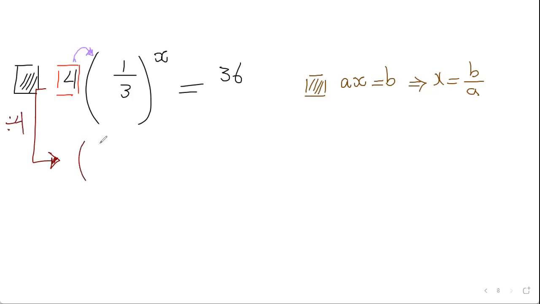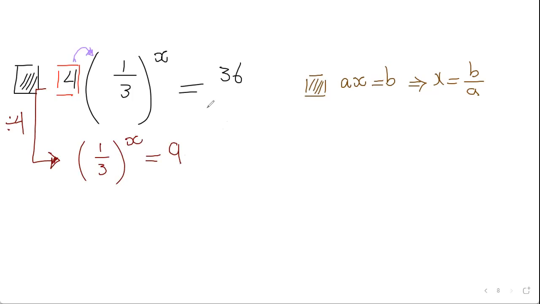Then the left side becomes 1 over 3 raised to the power x, and the right side becomes 36 divided by 4. 36 divided by 4 becomes how much? 9. Fantastic.